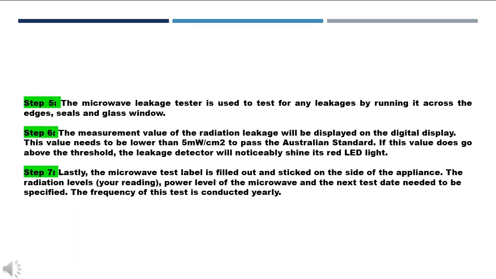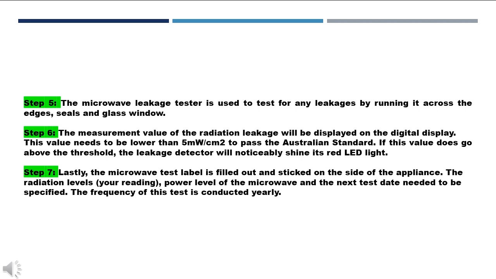Continue with step 5. The microwave leakage tester is used to test for any leakage by running it across the edges, seals, and glass window. Step 6, the measurement value of the radiation leakage will be displayed on the digital display. This value needs to be lower than 5 microwatts per cm squared to pass the Australian standard. If this value goes above that, the leakage detector will noticeably shine a red LED light.